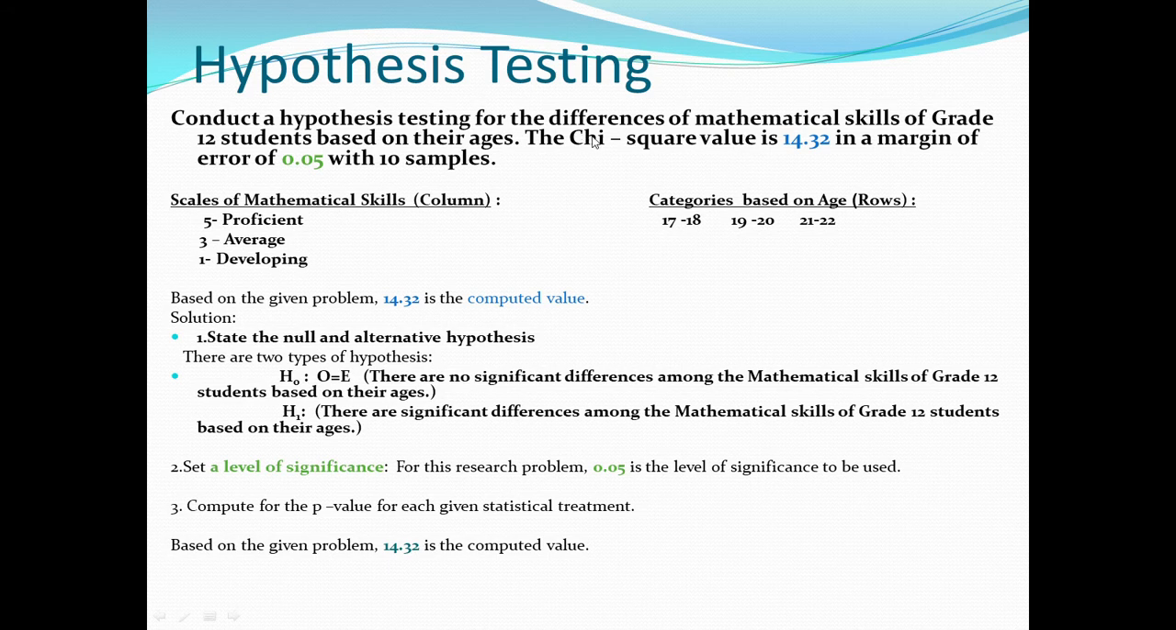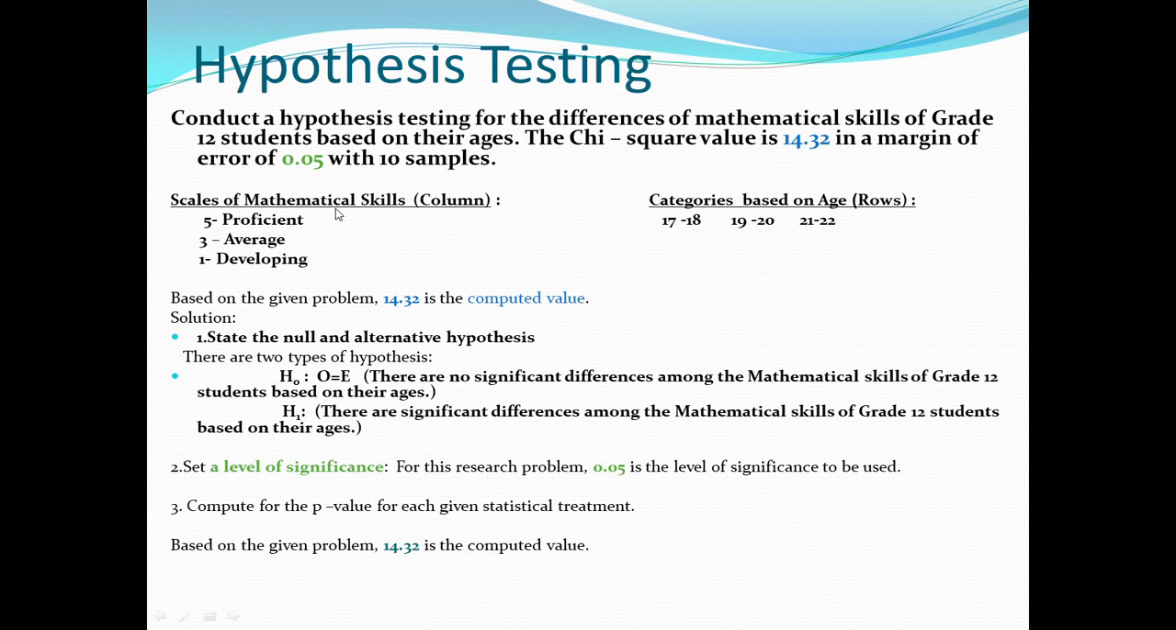Okay, yung chi-square value, ito yung ating tinatawag na p-value. Ito rin yung tinatawag natin na computed value, yung 14.32. And then yung margin of error natin is 0.05. Okay, 0.05, ito yung gagamitin natin sa pagtingin dun sa table mamaya para makuha natin yung critical value. And then yung 10, itong 10, ito yung n or total number of respondents or total number of samples, yung 10.